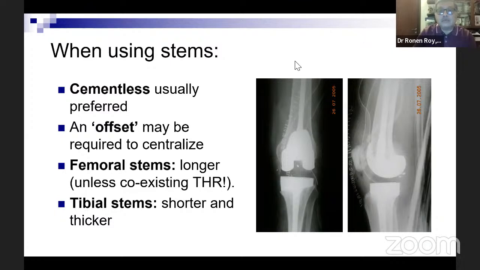Thank you. So when you're using stems, cementless stems are usually preferred. An offset may be used to centralize a stem if required. Femoral stems tend to be longer unless there's a coexisting total hip replacement. Tibial stems tend to be shorter and thicker.